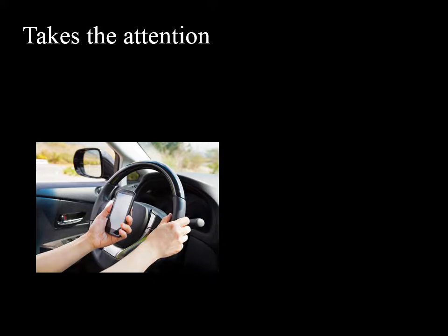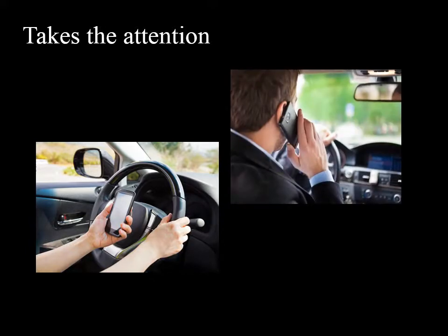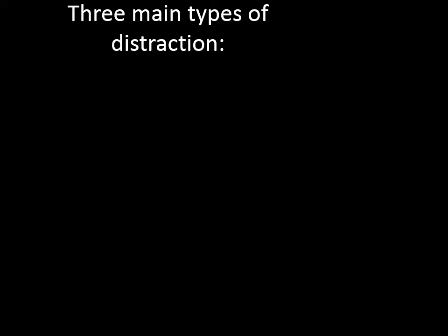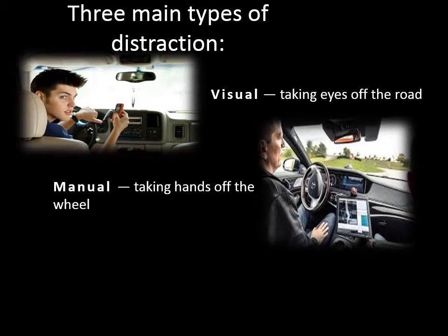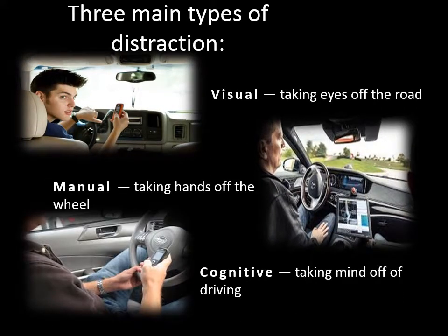Statement of the problem. Anything that takes the attention away from driving can be a distraction. Sending a text message, talking on a cell phone, and using a navigation system are a few examples of distracted driving. Any of these distractions can endanger the driver and others. There are 3 main types of distraction: visual, taking eyes off the road; manual, taking hands off the wheel; and cognitive, taking mind off of driving.